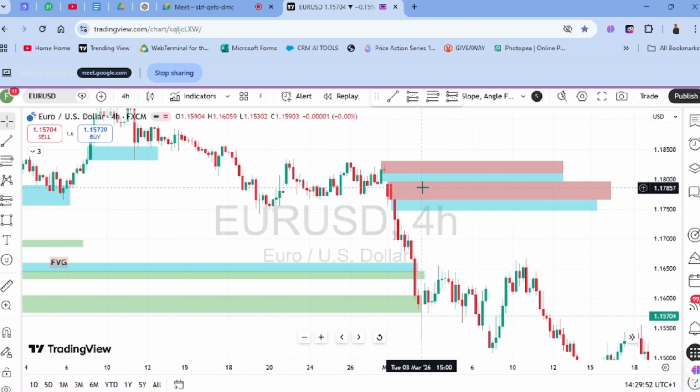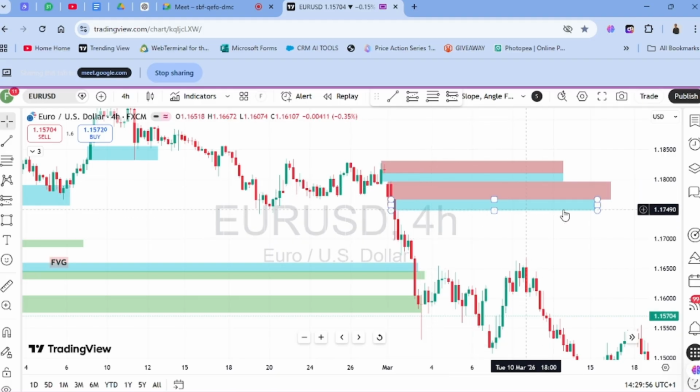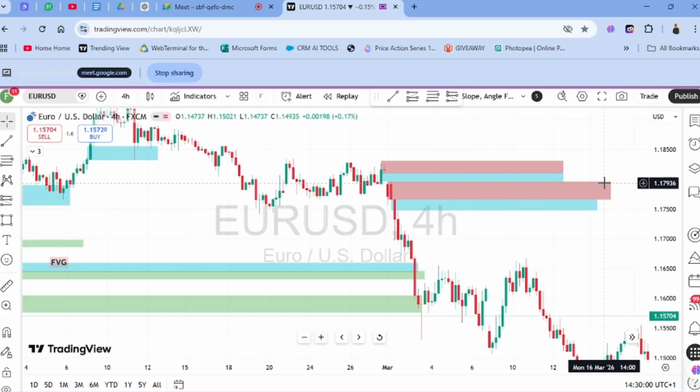Now, in this case, all you do is you plot it and you wait. When the market comes back to these zones, right? If you get your confirmation, you sell and your stop loss is here. If this doesn't play out, this is your last zone. These are your last zone, and then you sell.